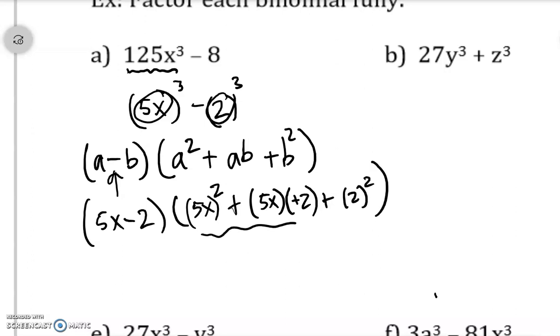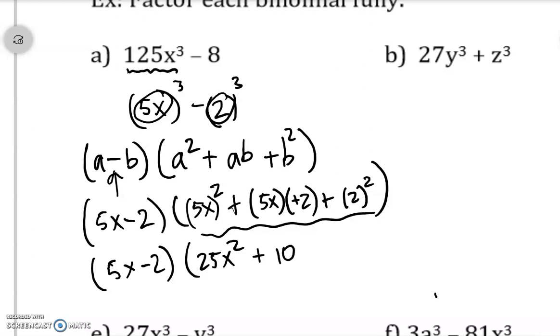So we just have to clean up this part a little bit. We have 5x minus 2 here, but 5x squared is actually 25x squared, 5x times 5x, and then 5x times 2 in the middle will give us the plus 10x, and then the 2 squared gives me 4. So that is going to be our final factored answer.